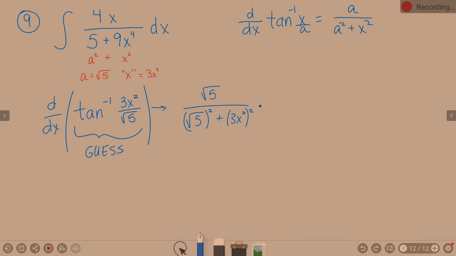When I say the derivative of the inside, I'm talking about the derivative of the x value, not the a value. So what's the derivative of the x value? The derivative of 3x squared is 6x.